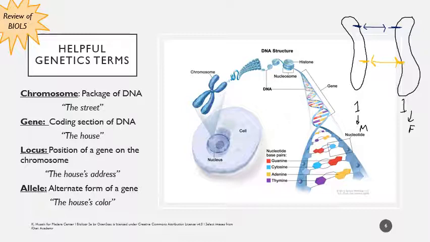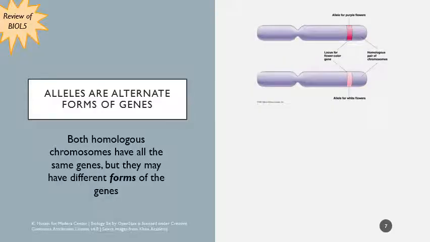So they have the same general traits, or the same general genes present to code for traits. They just have different forms of those genes. So they have lots of different alleles. So again, alleles are alternate forms of genes. Both homologous chromosomes have the exact same genes. And in fact, if we looked at chromosome 1 in any of us in our classes, we would find the exact same genes, but we would find lots of different forms of those genes.